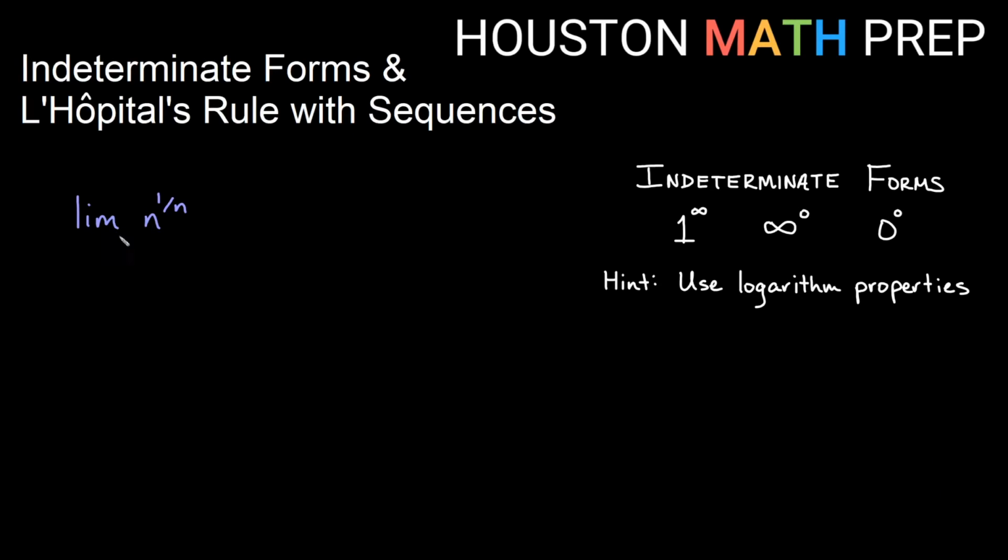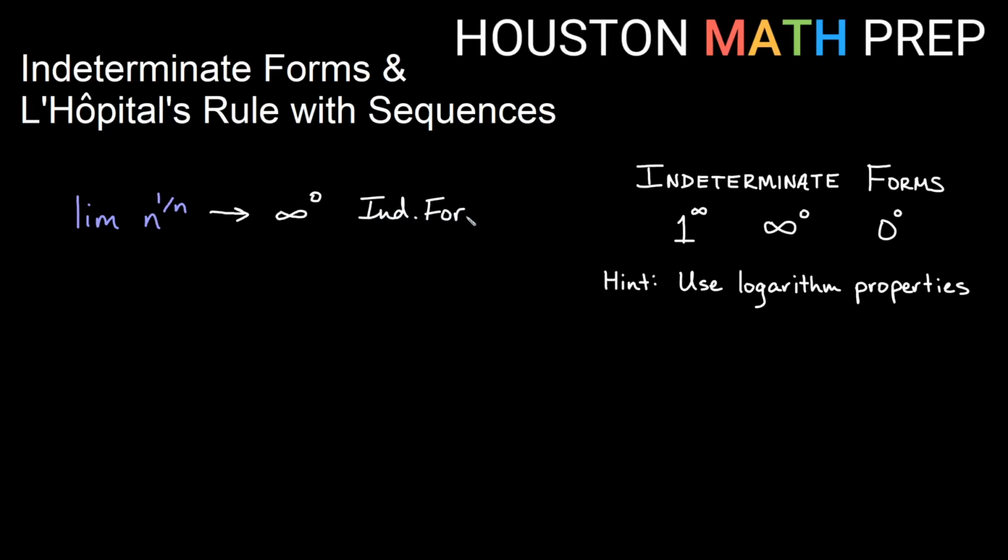Looking at another example here, limit of n to the 1 over n. If we think about what would happen, n is going to get really large, so we'll get a base that gets infinitely large. And then this 1 over n will get something that approaches 0. So we approach an infinite amount on the bottom, we approach 0 on the top. This is an indeterminate form.